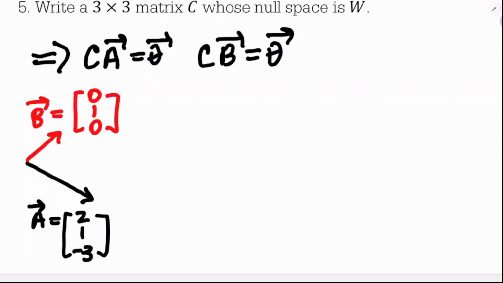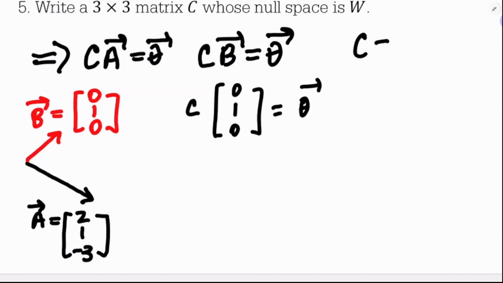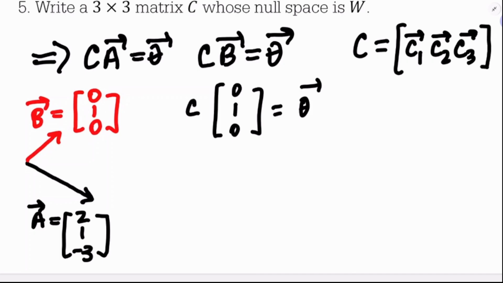All right, so I'm going to actually start with CB equaling 0. So if CB is equal to 0, that means C multiplied by the vector 0, 1, 0 is equal to the 0 vector. Okay, and suppose C is a matrix that's going to be 3 by 3, so it's going to have 3 columns. I'm going to call each of those columns a vector, C1, C2, and C3.